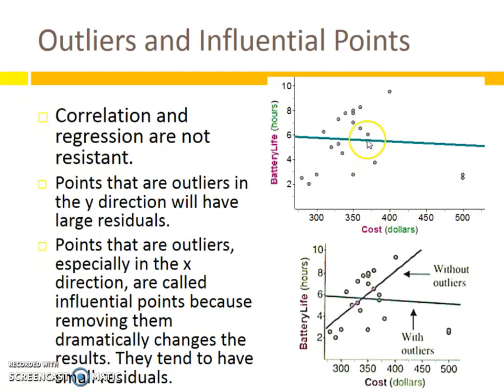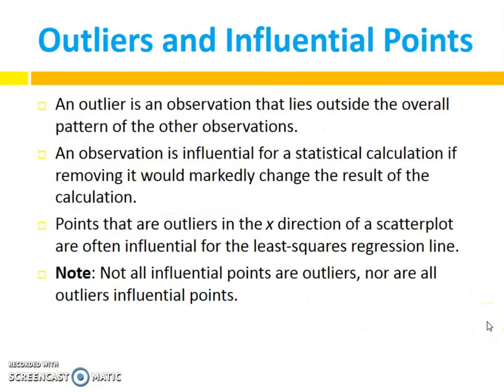So, this same graph right here, cost versus battery life, here's your line of best fit with the outliers, and here it is without the outliers. Look what happens when you take away this extra stuff. It's amazing what can happen. So, a little bit more about outliers, okay? An outlier is an observation that lies outside the overall pattern. We already knew that. An observation is considered influential if removing it would really change the result of the calculation.